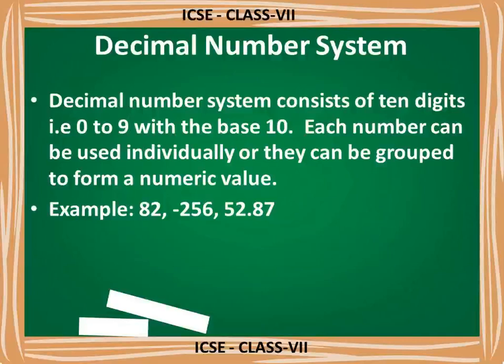So the base is 10. Now here the value of each digit in a number depends upon the following. Here they have given some points: the face value of the digit, the base of that number system, and the position of the digit in the number.